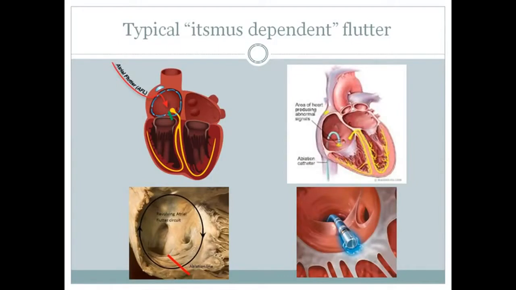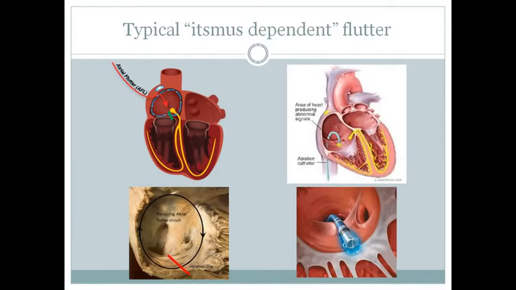So the treatment that I was talking about is ablation. Flutter is the easiest tachycardia that can be ablated. It's fixable. The procedure takes 40 to 45 minutes. The complication rate is less than 0.1%, and the success rate is greater than 90%.